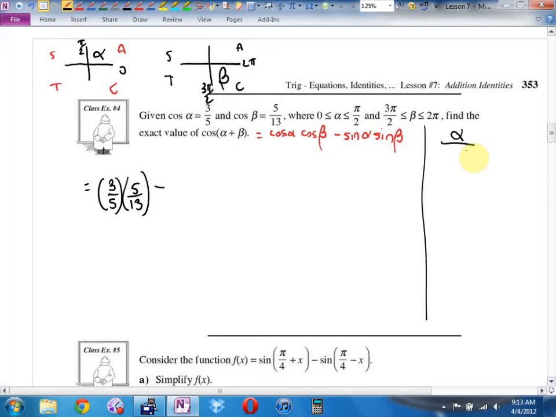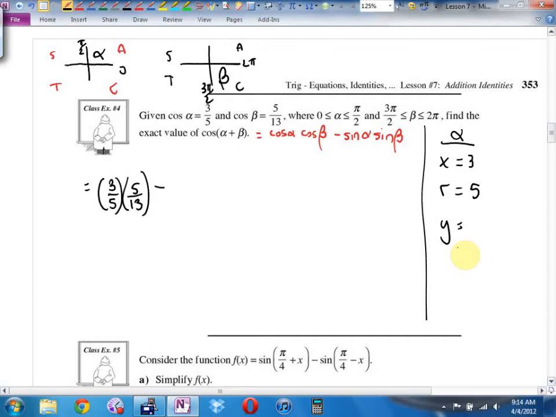Stop. Did you say cosine? Cosine is x over r, is it not? According to this question, Ashley, what is the x value for alpha? If cosine is x over r and cosine is 3 over 5, what's the x value? 3. What's r? 5. If I know x and I know r, can I find y?